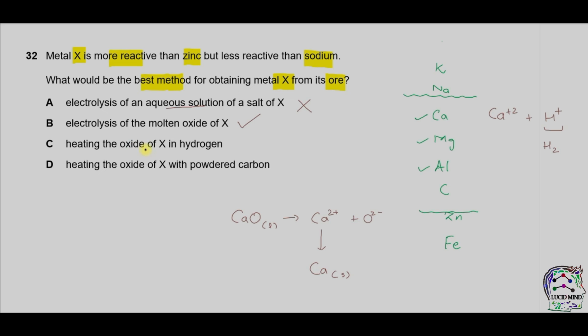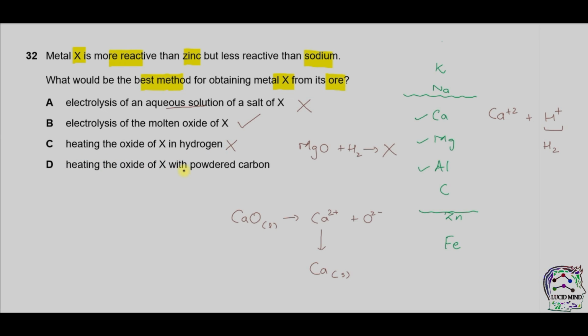Part C, heating the oxide of X in hydrogen. As we can see, these are more reactive metals as compared to hydrogen, which is below in the reactivity series. So hydrogen cannot reduce the oxide of these elements. For example, magnesium oxide plus hydrogen will not form magnesium plus water.